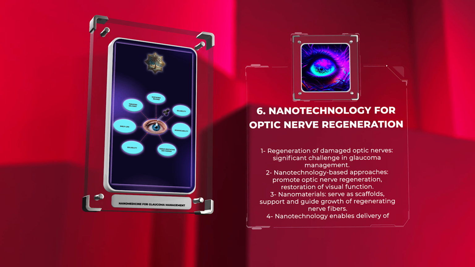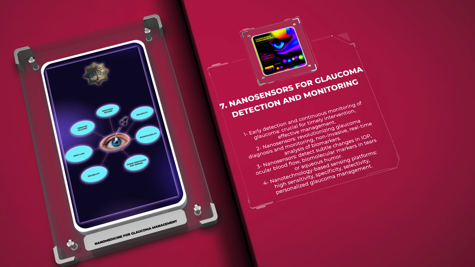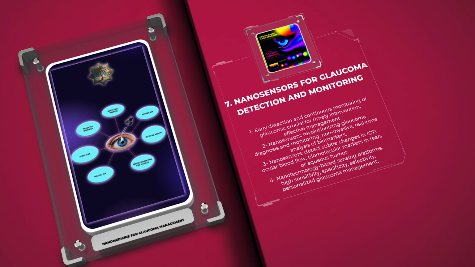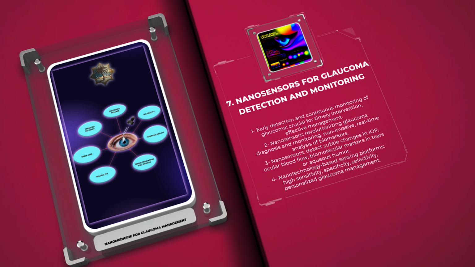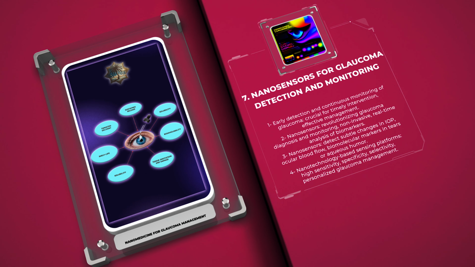Nanosensors hold great potential in revolutionizing glaucoma diagnosis and monitoring by enabling non-invasive, real-time analysis of biomarkers associated with the disease. These nanosensors can detect subtle changes in IOP, ocular blood flow, and biomolecular markers in tears or aqueous humor, providing valuable information on disease progression.